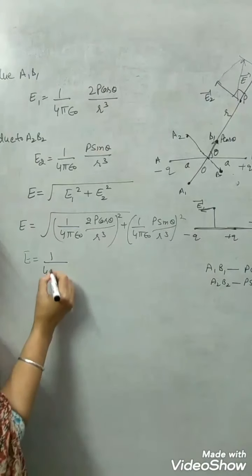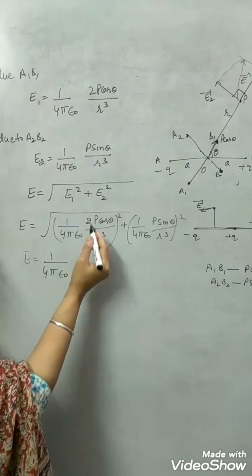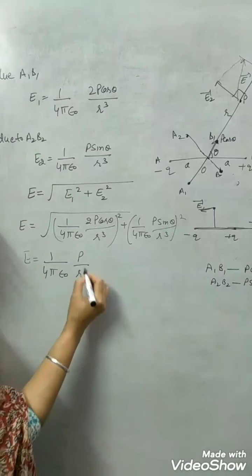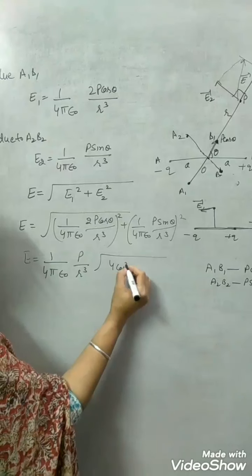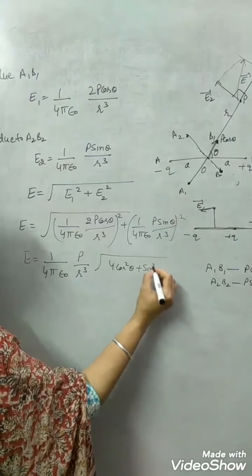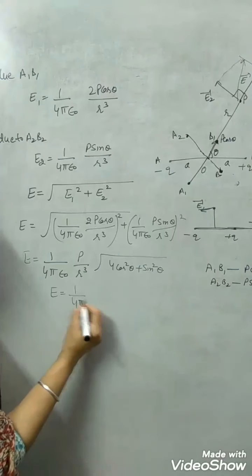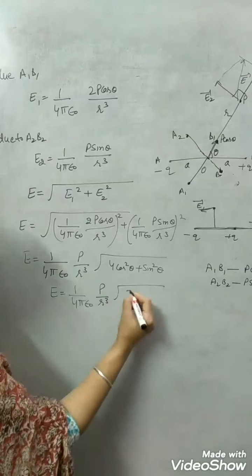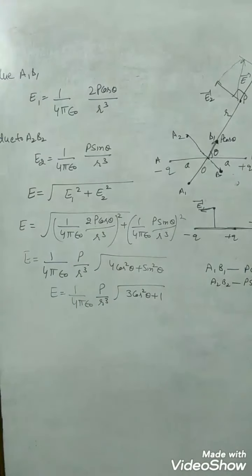1 upon 4 pi epsilon naught, what do we take common? P and r cube, and here 4 cos square theta plus sine square theta, or we have 1 over 4 pi epsilon naught P by r cube times (3 cos square theta plus 1). This is the resultant due to this short dipole.